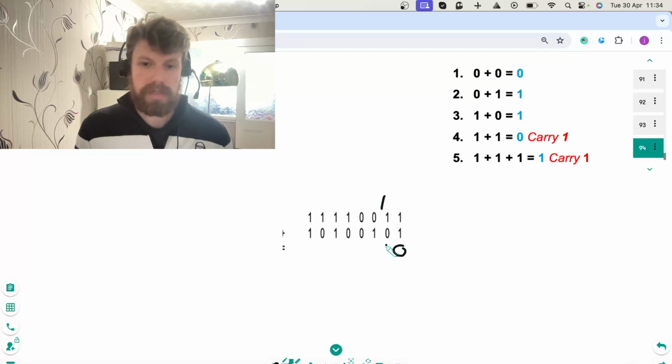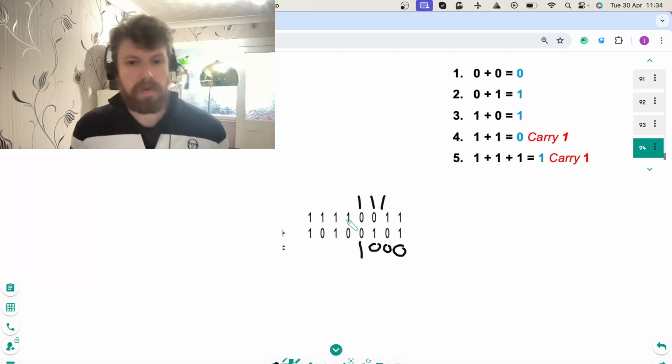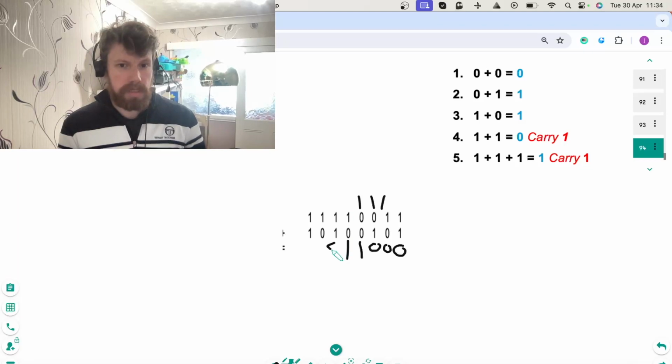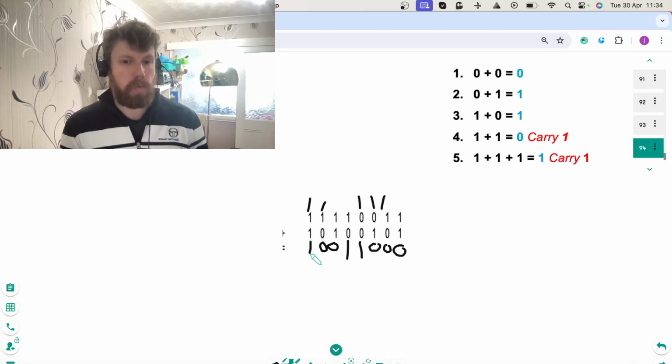1 plus 1, 0, carry the 1. 1 plus 0 plus 1, so 2 1s there, so 0, carry the 1. 1 plus 0 plus 0, 1. 1 plus 0, 1. 1 plus 1, 0, carry the 1. 1 plus 1 is 0, carry the 1. 1 plus 1 plus 1 is 1, carry the 1.